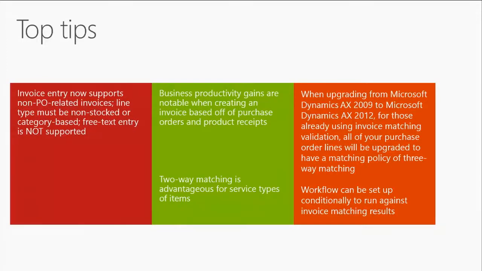In terms of the matching, two-way matching has been very popular. One thing I didn't mention, if you're using matching in 2009 and you upgrade to 2012, your matching policy will be set to three-way matching by default because that's what you had in 2009. You can change that though once you get to 2012. And then remember workflow, because you can get very creative with that. And I think that's a really great audit control that you could add.